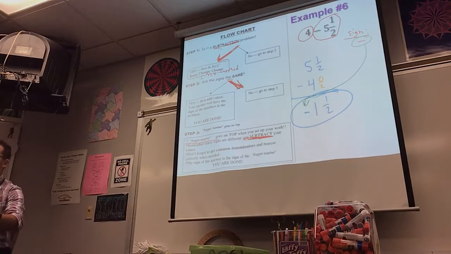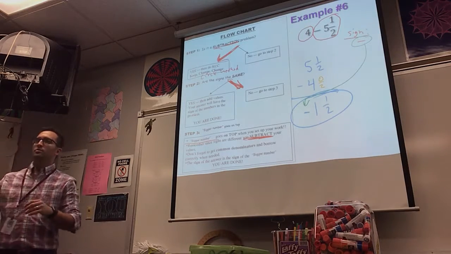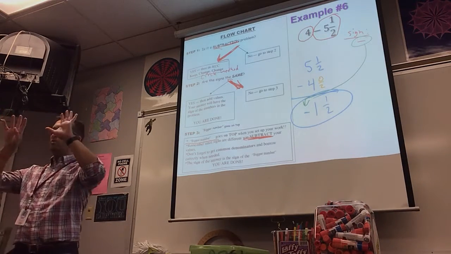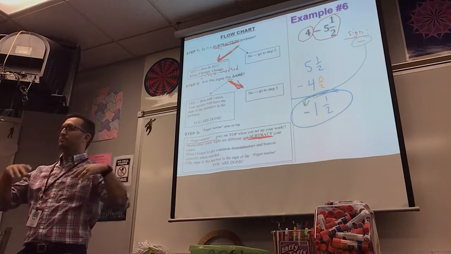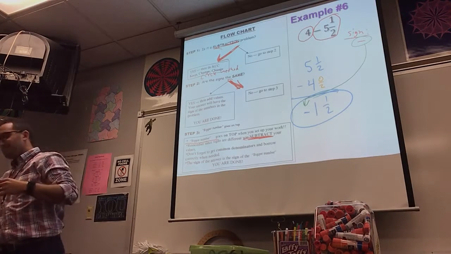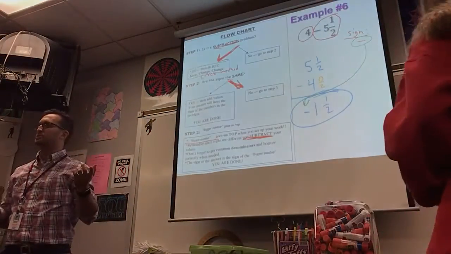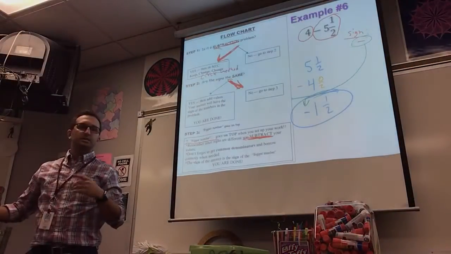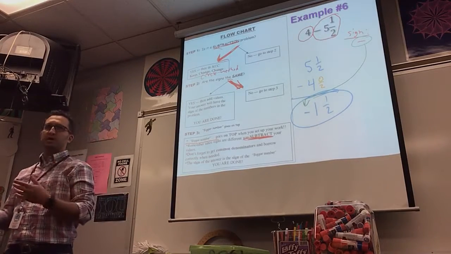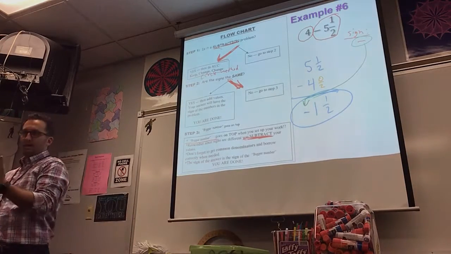So how could we have done this one in our head? Well, let's think about it for a second. Just think. What's 5 minus 4? 1. What's 5 1/2 minus 4? I was just thinking the subtraction, not the actual answer. So if we have 5 minus 4 is 1, so 5 1/2 would be 1 1/2.